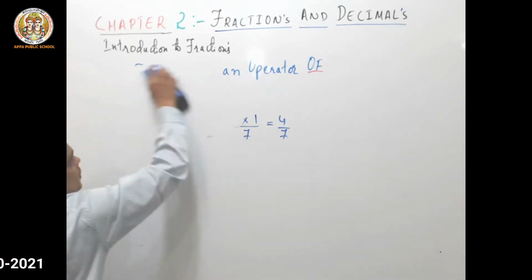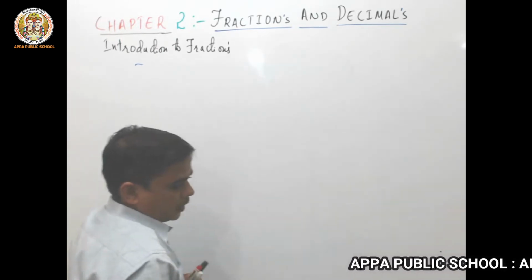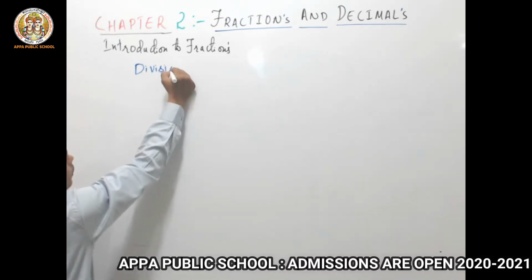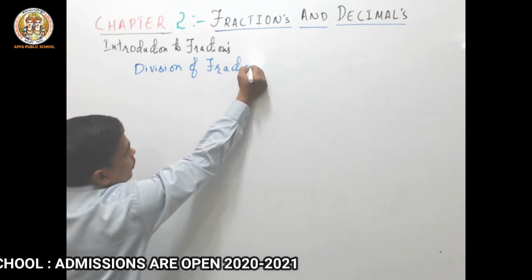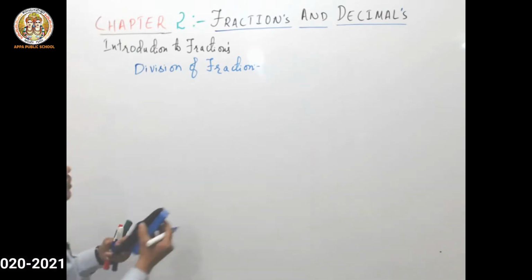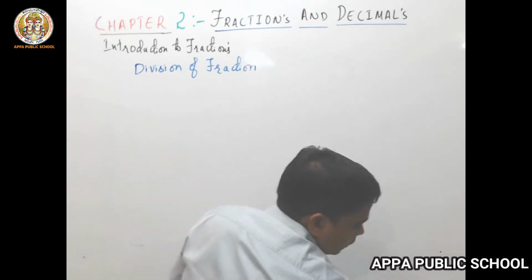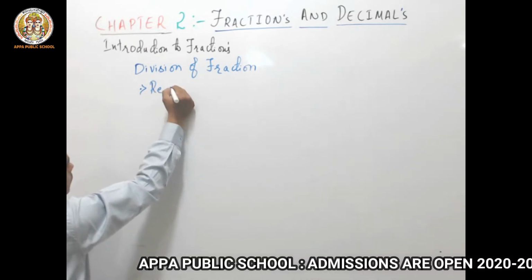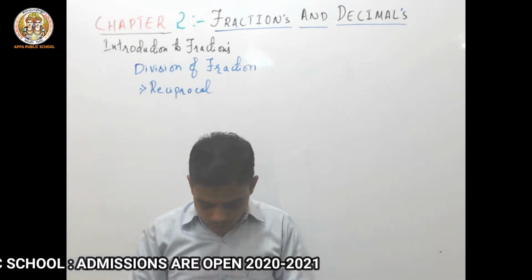So the next one is division, division of fractions. Under division of fraction, the first one is reciprocal. So in this division, the reciprocal.